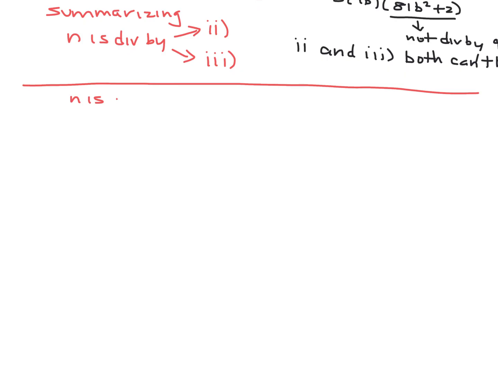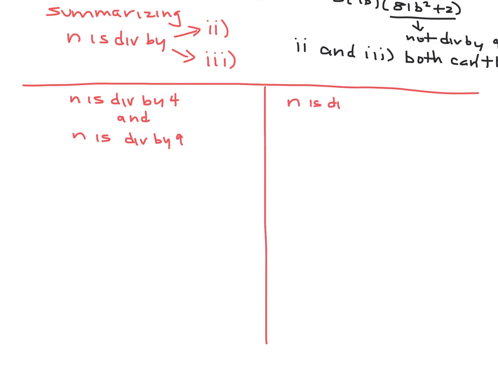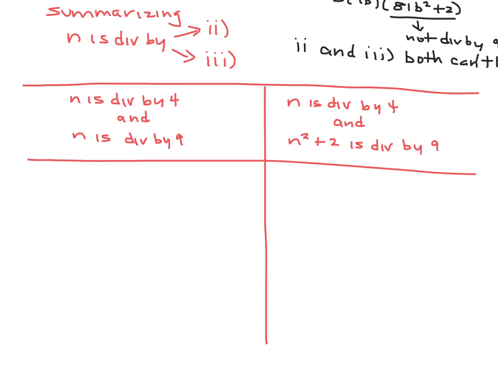So n is divisible by 4 and n is divisible by 9. That's our first one. And our second one is that n is divisible by 4 and n squared plus 2 is divisible by 9. So I think those will be the ones that we figure out. All right, so let's explore this.